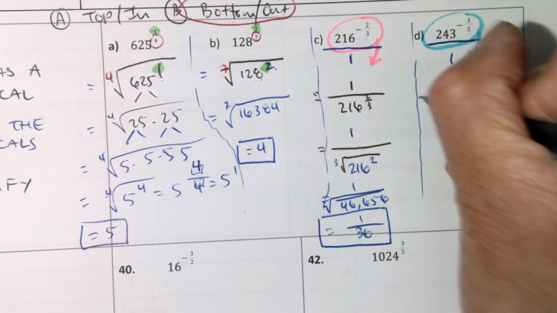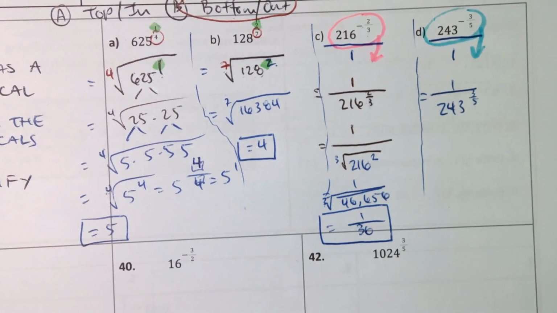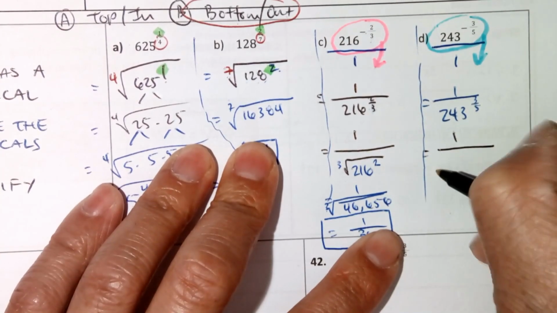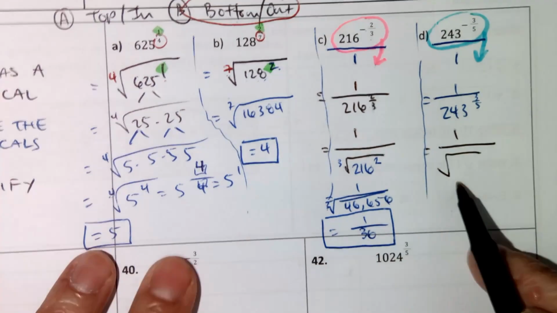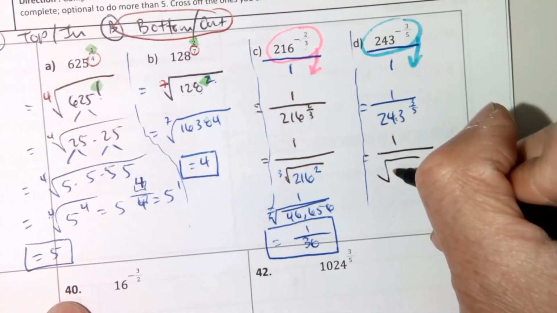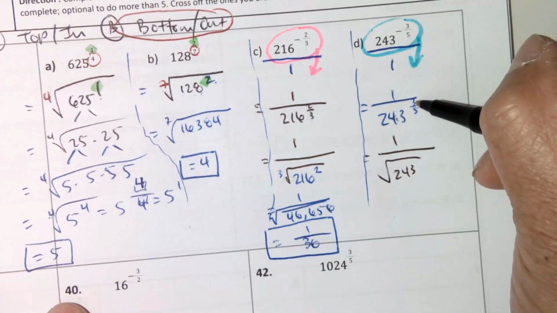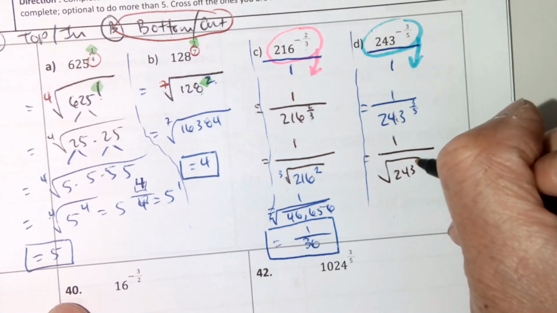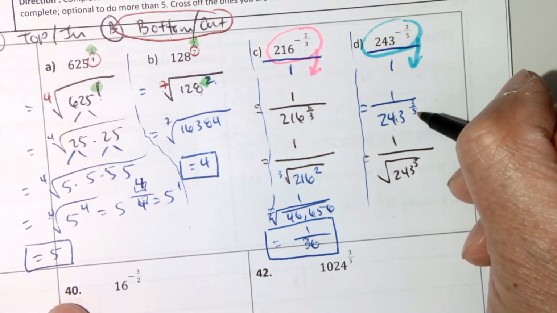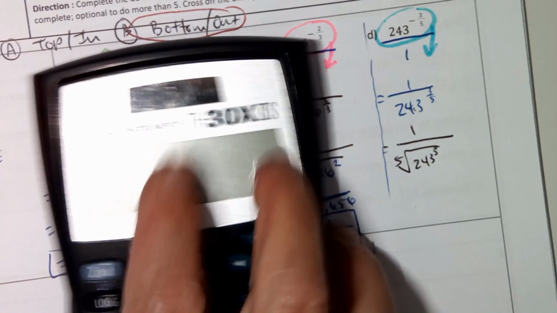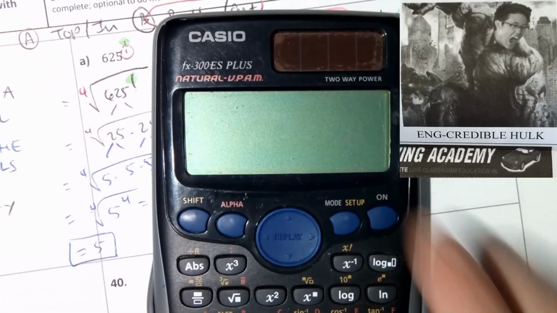Now we're going to change this into radical form. So radical, 243 is my base. It's going to become the radicand. And top goes in, bottom goes out. I can type that into my calculator. Let's try this one.